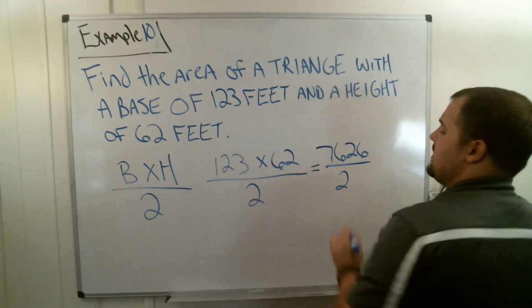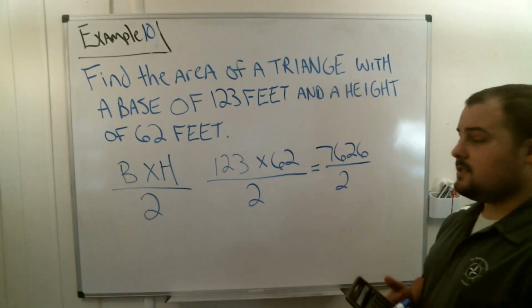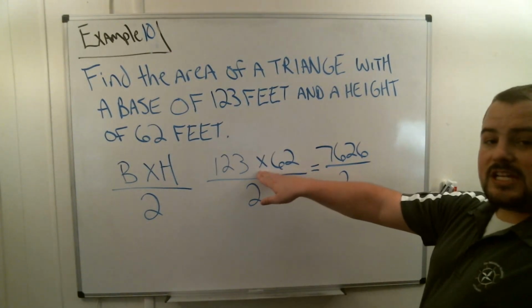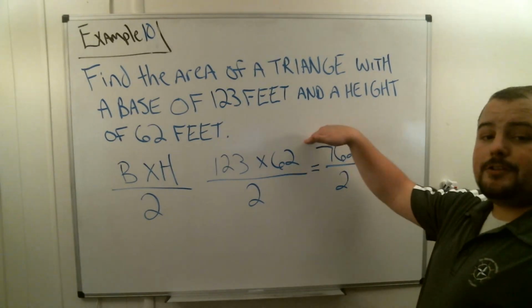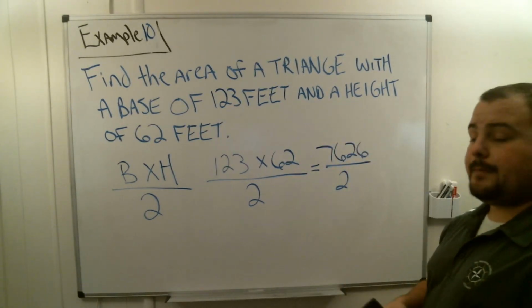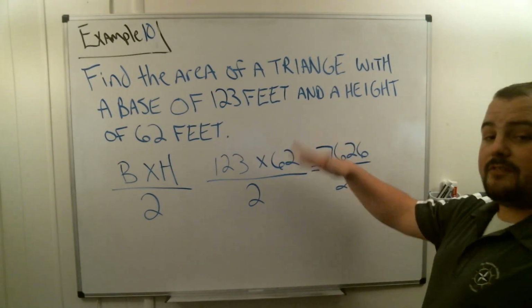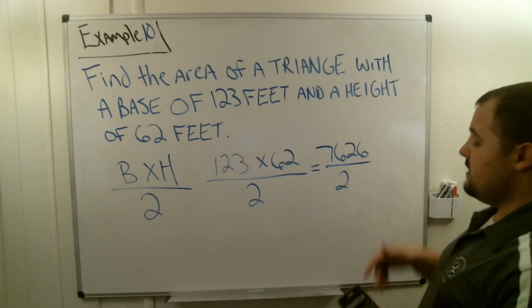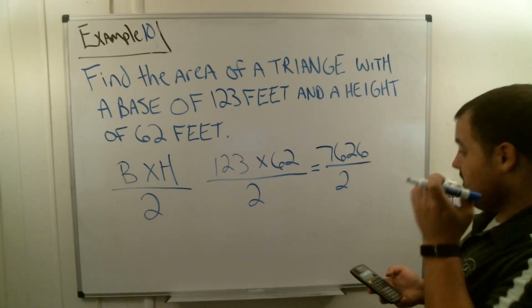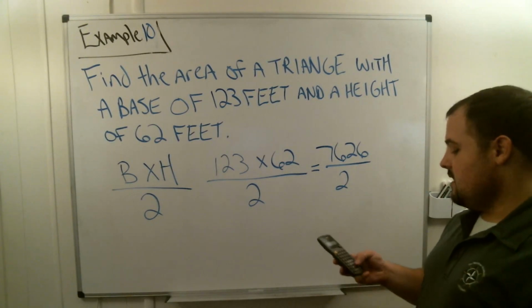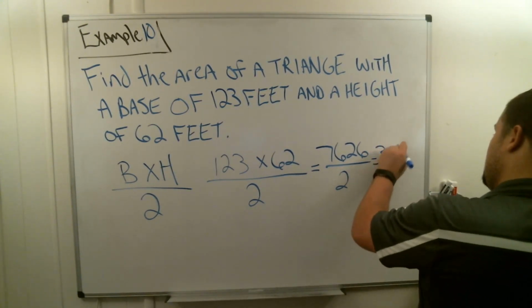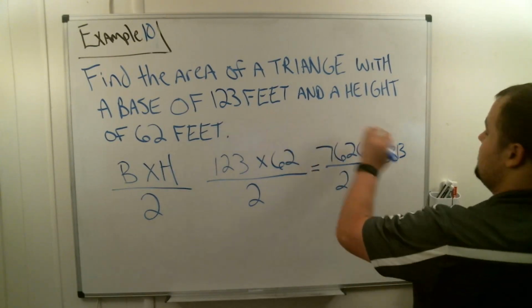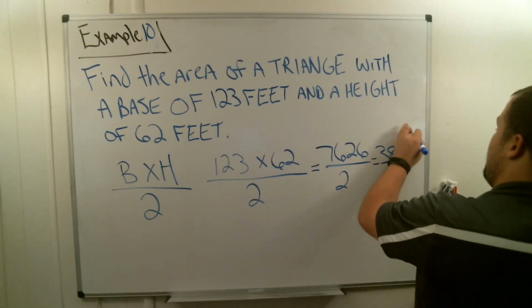7,626. Then I have to take that answer and divide it by 2 because we had to solve the top before we divide by the bottom, as we figured out in previous examples. Always solve the top of your fraction before you divide it by the bottom, and make sure you have top and bottom solved first. 7,626 divided by 2 is equal to 3,813. Now this is feet, so we need to put a label on it. Squared.